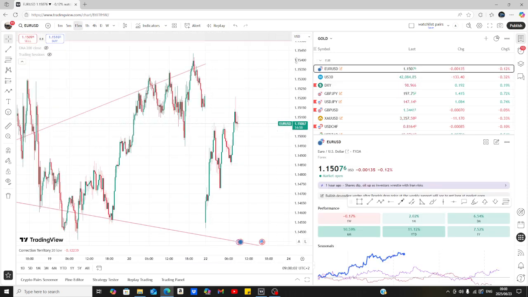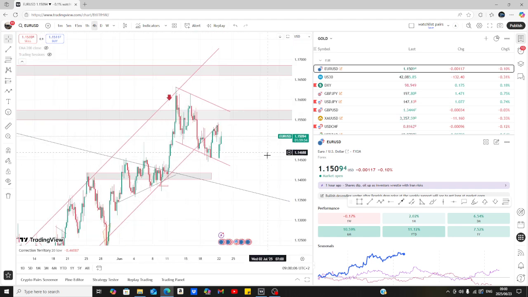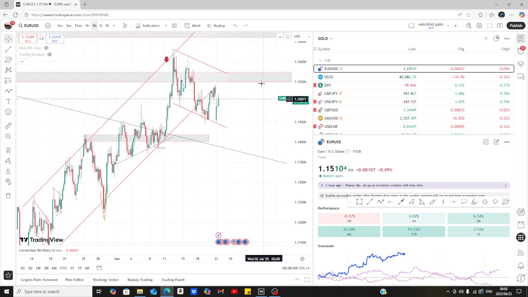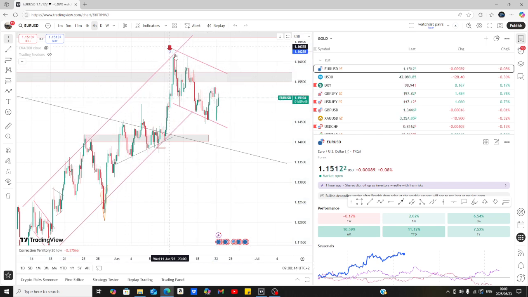Euro USD, from last week I said that I wasn't really interested. This week I could also not be interested again because it's not really breaking out of anything. If you can see that it previously broke out of this channel, but then it formed another trend, and this is more like a bullish descending channel.